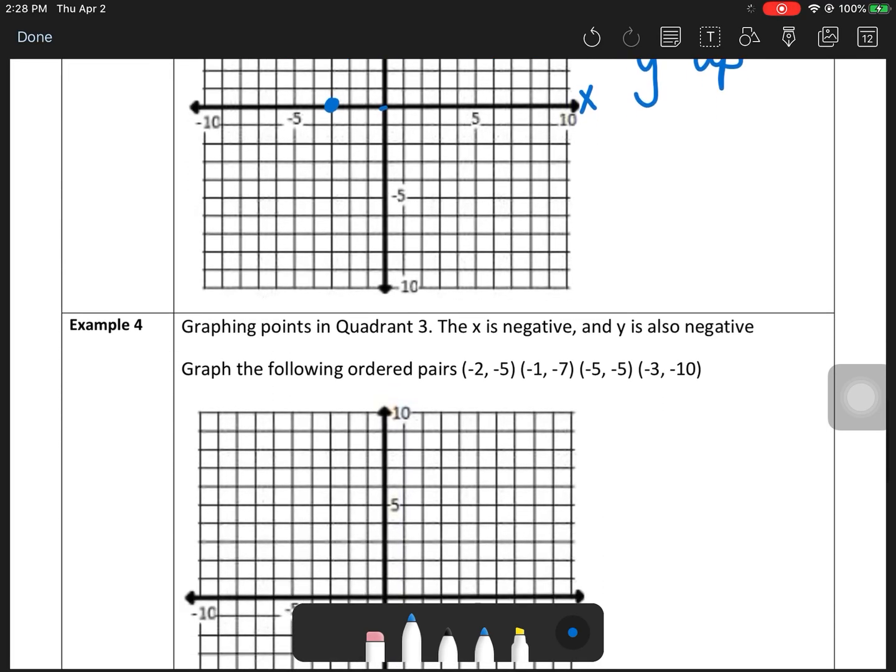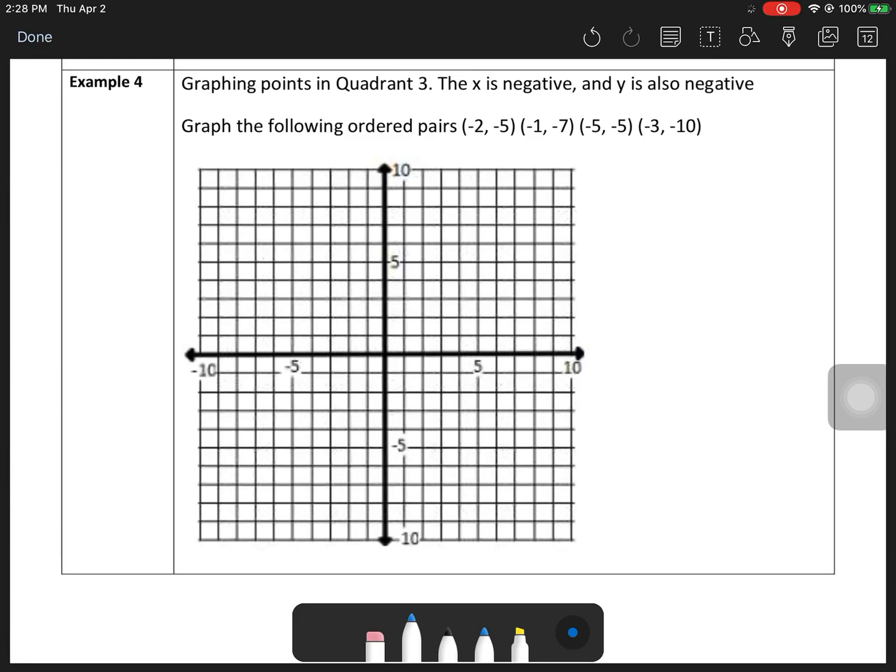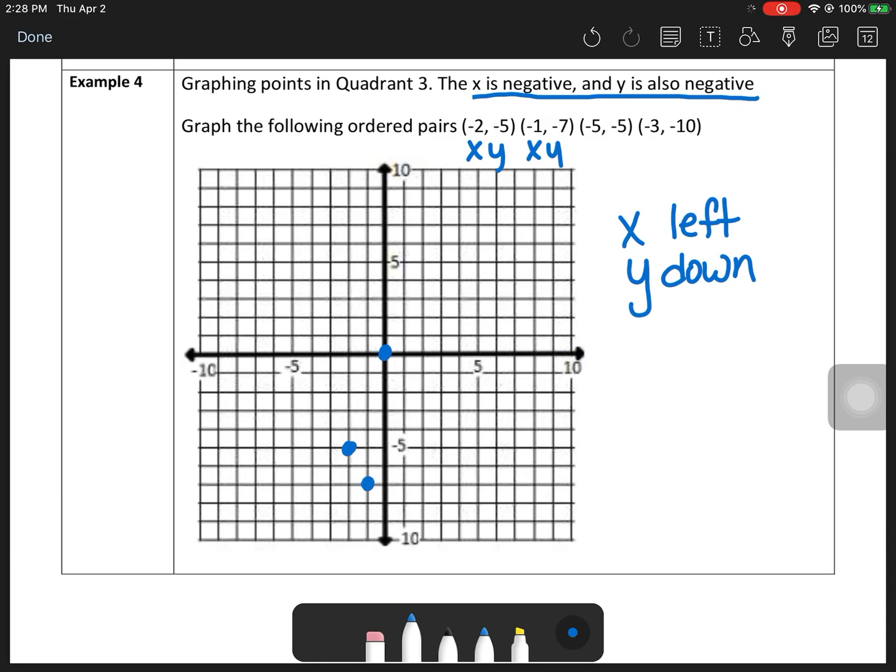Now we're going to practice in quadrant 3. Quadrant 3 is where both the x and the y are negative. So the x is going to go to the left and the y is going to go down. And we're always going to start at the origin at 0, 0. So we're going to go 2 to the left and 5 down. So put your pencil at the origin, count 2 boxes to the left and 5 boxes down. The next point, negative 1, negative 7, we're going to go 1 to the left and 7 down.